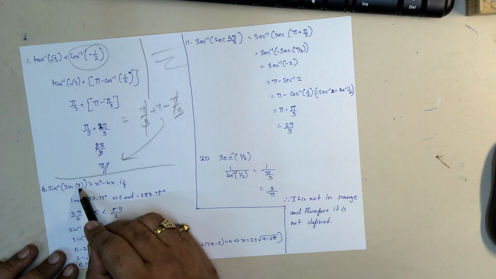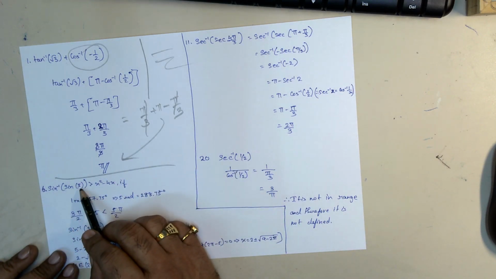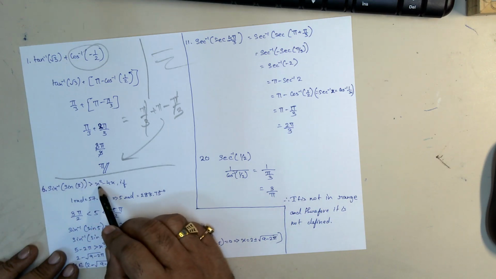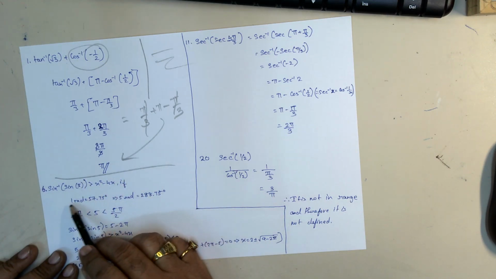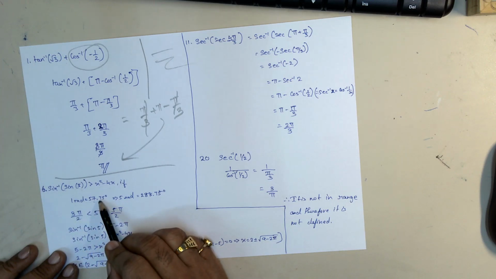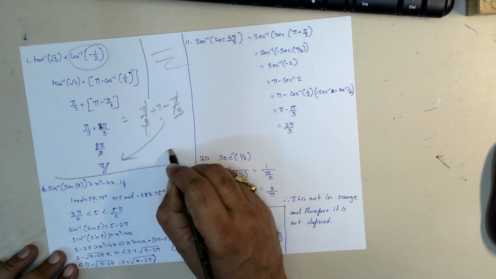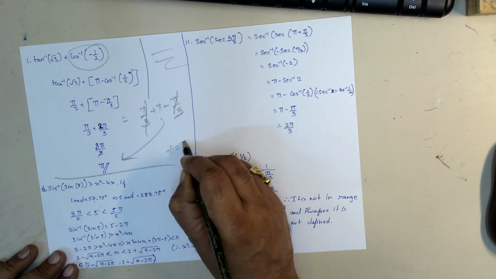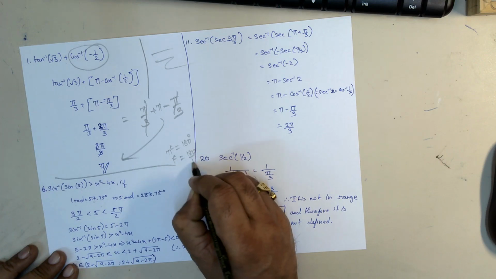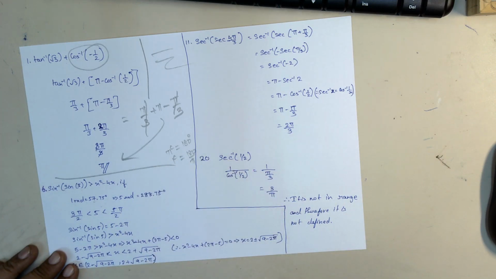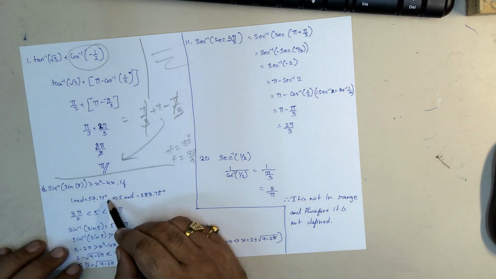Sine inverse of what is this? Sine inverse of sine 5 is greater than x squared minus 4x. If the condition is given, we know 1 radian is equal to 57.75 degree. Why? Because we know already that pi radian is equal to 180 degree. Therefore, 1 radian is equal to 180 divided by pi. So substituting the value of pi as 3.14, you can get 57.75 degree.